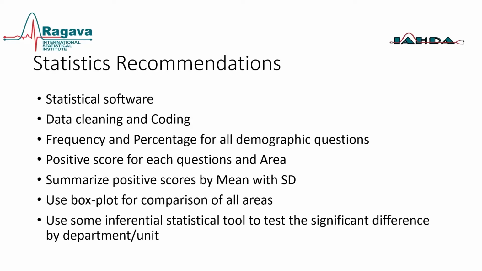ANOVA we can use to check the significant difference among all departments. But if you want to know the exact thing, we can use some other statistical tool. Which one is more away? This is also possible in inferential statistics. This is what we need to do in an evidence-based approach.